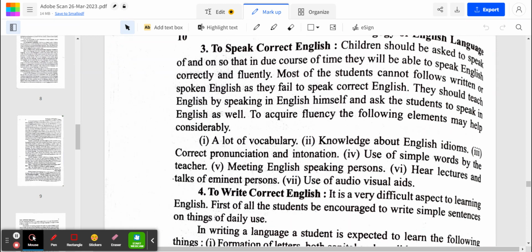Most of the students cannot follow written or spoken English as they fail to speak correct English. Teachers should teach English by speaking in English themselves and ask the students to speak in English as well, to acquire fluency. The following elements may help us develop a lot of vocabulary: knowledge about English idioms, correct pronunciation and intonation, use of simple words by the teacher, meeting English-speaking persons, hearing lectures and talks by eminent persons, and use of audio-visual aids to write correct English.